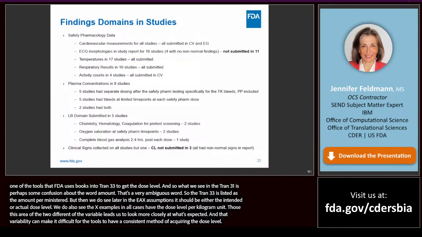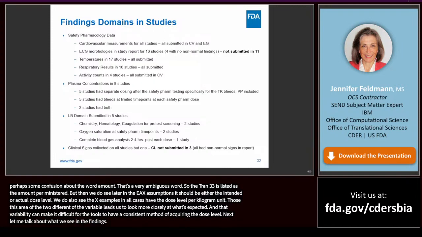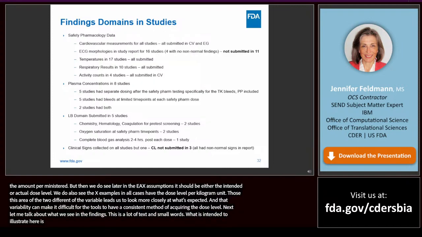Next, let me talk about what we see in the findings domains. Now, this is a lot of text and a lot of small words, but what is intended to illustrate here is that we had quite a bit of differences in the endpoints that were planned for the studies, and so we received a lot of different data.